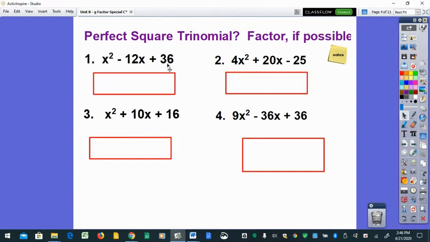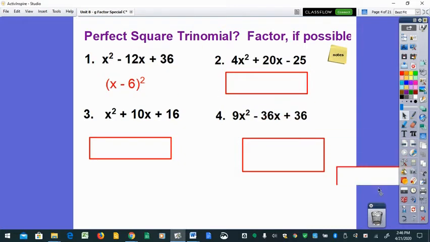So if I was getting ready to factor this one, the first thing I notice is this is 1x squared on the front, perfect square. 36 is a perfect square. 1x times 6 is 6x. Double it gives me a 12x, and there's a minus here. So I'm going to have x minus 6 times x minus 6, or x minus 6 quantity squared.